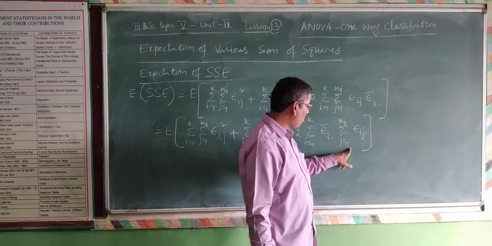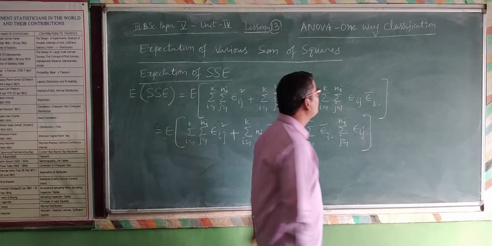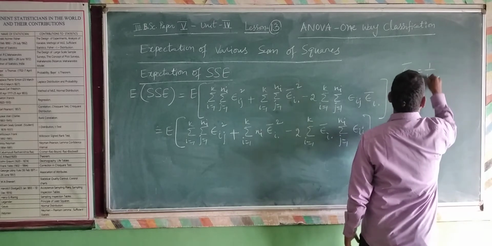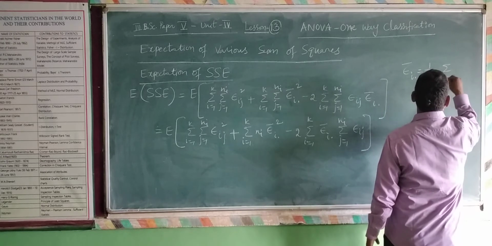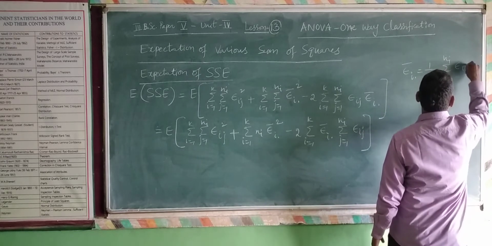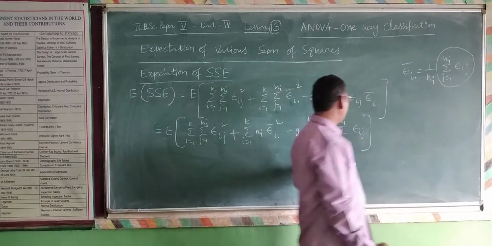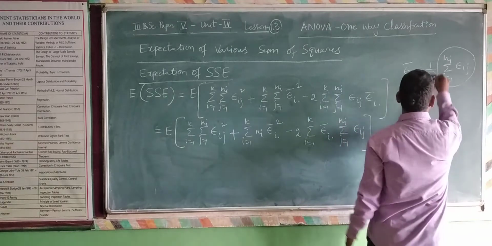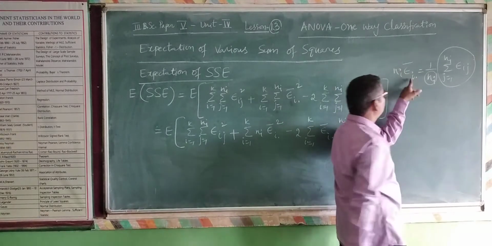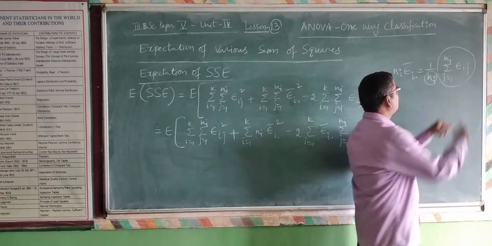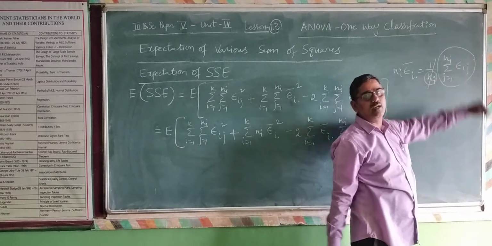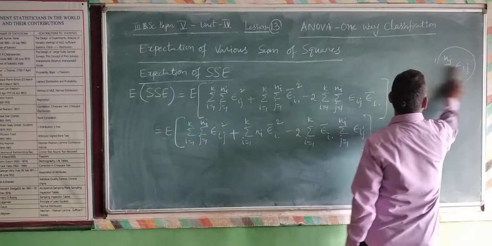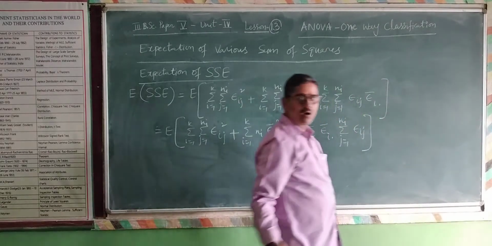Now you recollect the formula of summation j equal to 1 to ni epsilon ij, for which you consider the formula epsilon bar i dot is equal to 1 by ni summation j equal to 1 to ni epsilon ij. This is the term you have there. So therefore, taking ni to the left hand side, ni into epsilon bar i dot is equal to summation j equal to 1 to ni epsilon ij. Therefore, I replace the formula with ni into epsilon bar i dot.